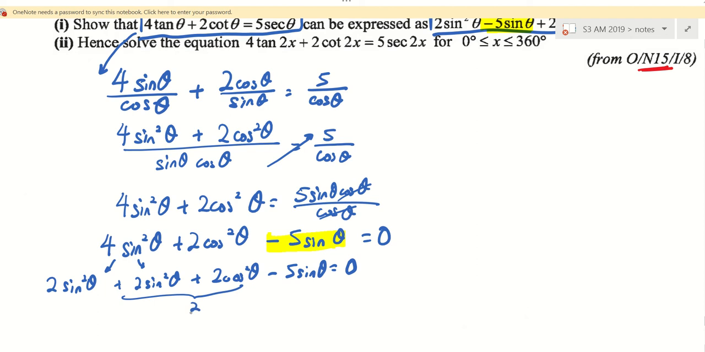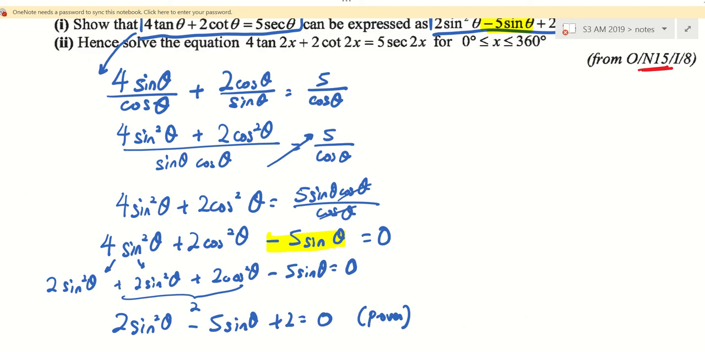So I have 2 sine square theta. I rearrange, bring the 5 sine so that it looks the same. Then you can write that proven. There are other ways to do it, so if you need then later I'll take a look. But should be alright, unless you do something silly.